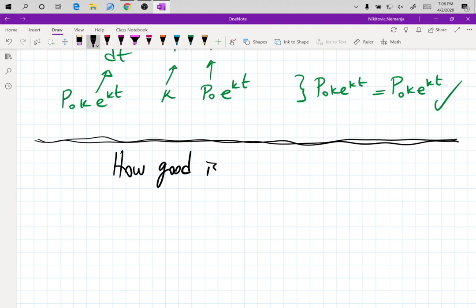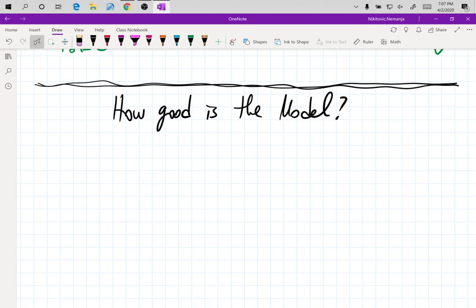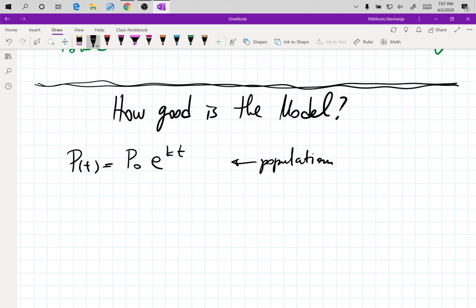So how good is the model? We have a mathematical model. We got our population in time equal to P0 e^(kt), and we say that there is population in time.